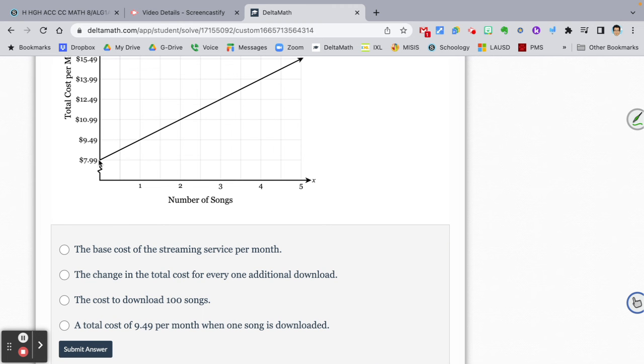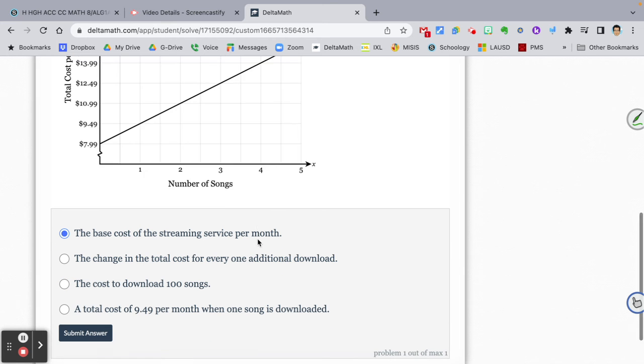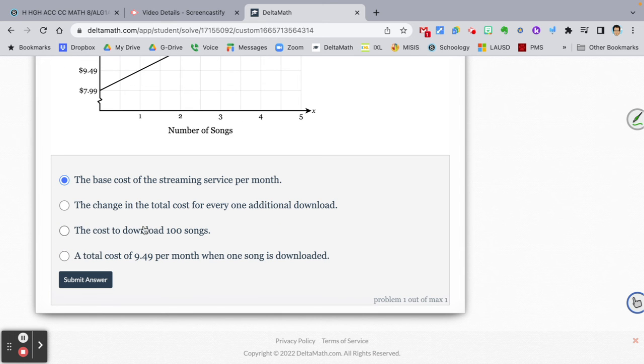What do you think? This is where the y-intercept is. And you're paying like $8. Is that per song or is that what you pay a month? Yeah. So let's go with base cost of the streaming service per month. Okay, you start $7.99 and then it goes up a certain amount based on each song. It sounds like it's a lot of money per song. But that's not for me to decide. Does anything else seem reasonable here?